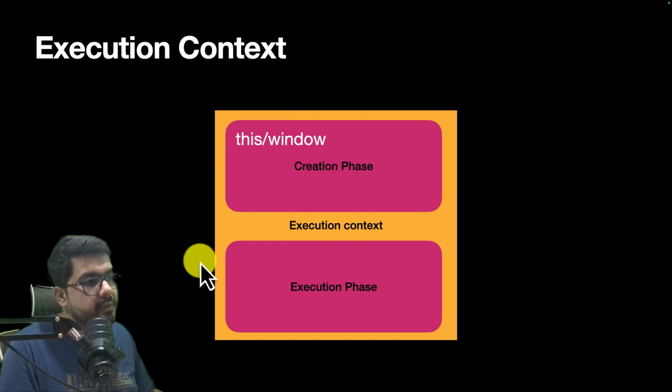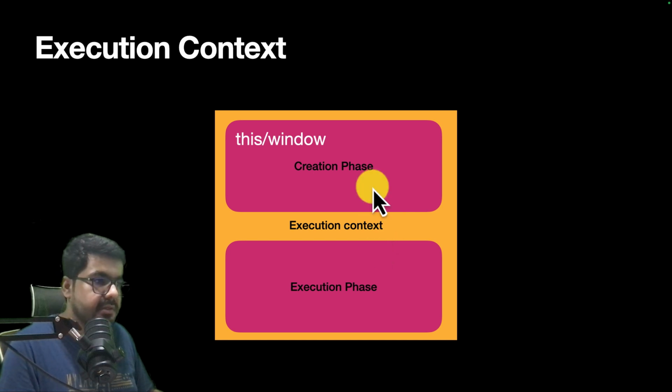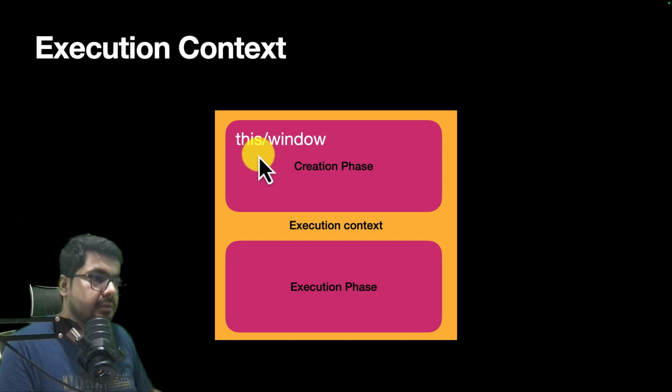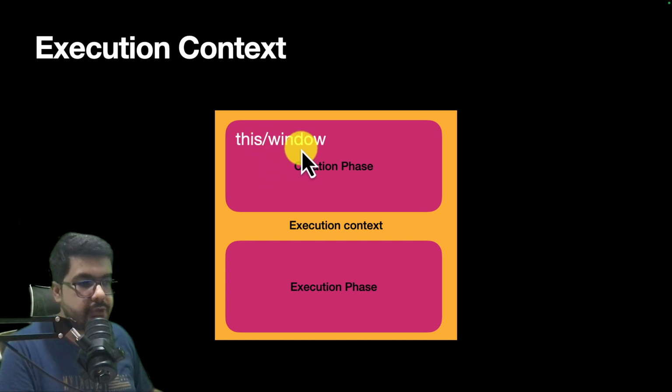So this yellow rectangle is our main execution context, and inside this we have 2 steps. Number 1 is the creation phase, and the second one is the execution phase, right? And we all know that in case of global execution context, we will have this and the window object, which are provided by the global execution context, right?